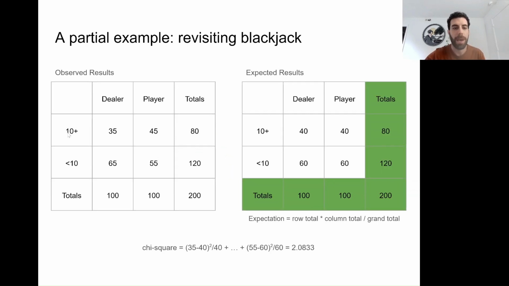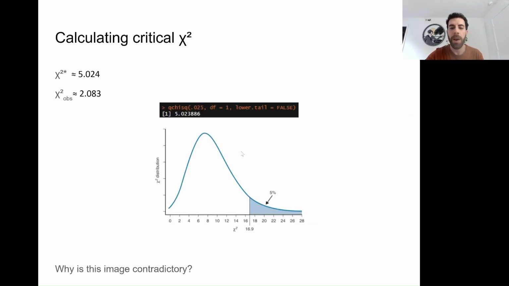And to bounce back to our example, there's 2 rows and 2 columns. We obviously don't count the totals. So we get 1 degree of freedom. However, I did like this image, even though the x-axis is labeled incorrectly, because this is kind of summarizing where that critical chi-squared value is.